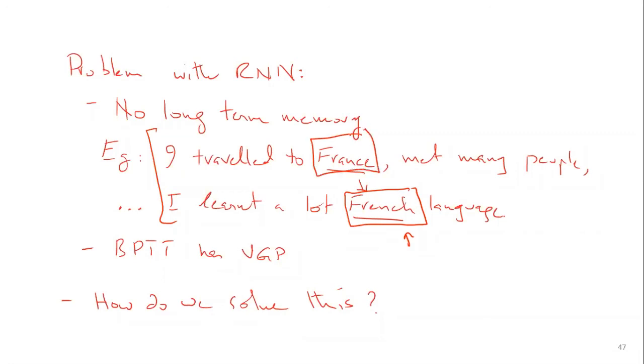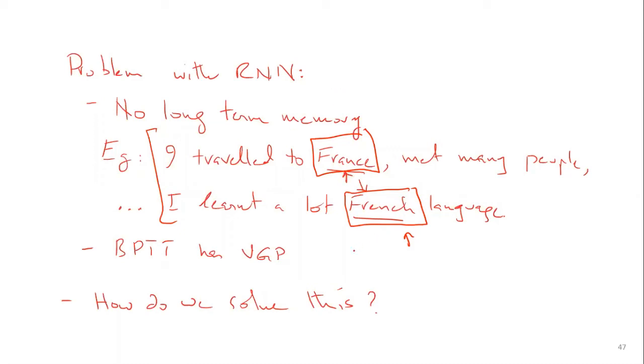You're not going to say "I learned a lot of German," right? Because obviously it should have somehow remembered that at the beginning of that entire paragraph, you started by saying "I went to France." So it has to be able to relate this thing which occurs, let's say, after 100 different words, to this.